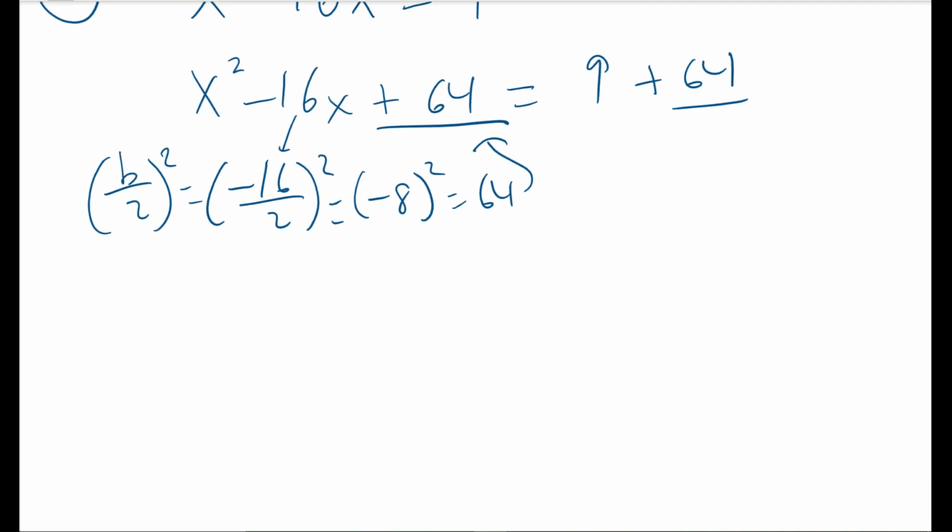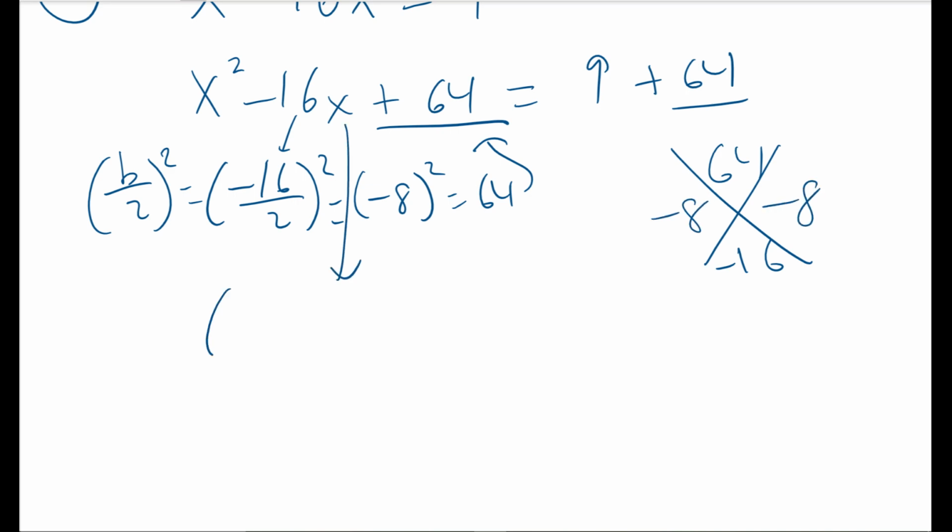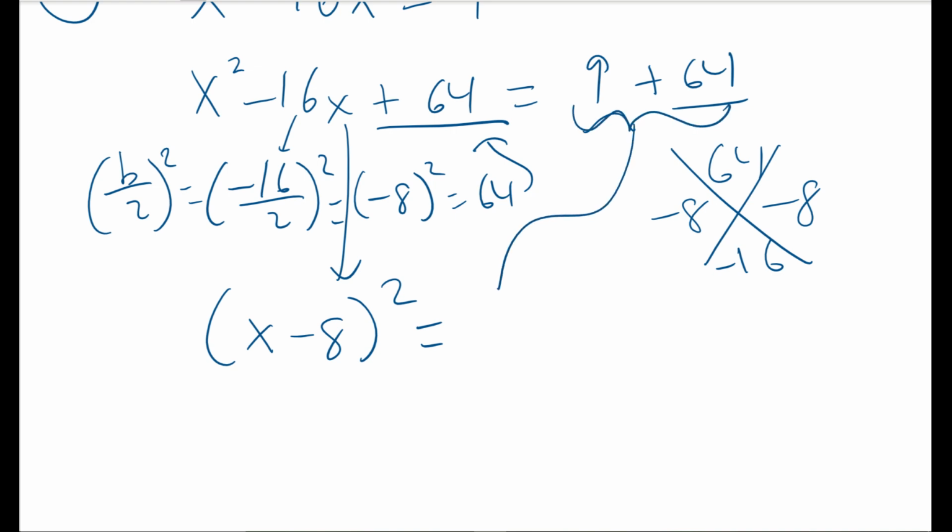Next I'm going to factor this left-hand side, so that's 64 and negative 16 on the bottom, and that's going to be negative 8 and negative 8. So this will factor into x minus 8 times x minus 8, or x minus 8 squared, equals, let's add these two together, 73.